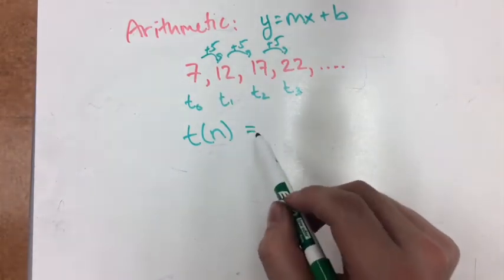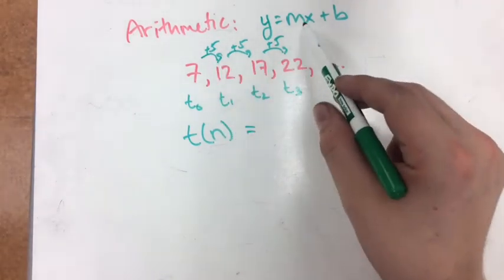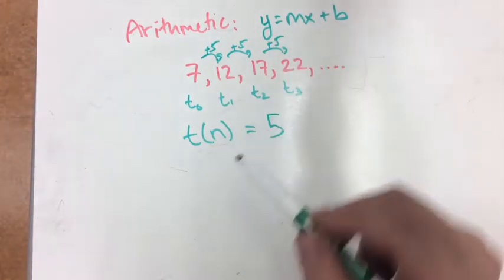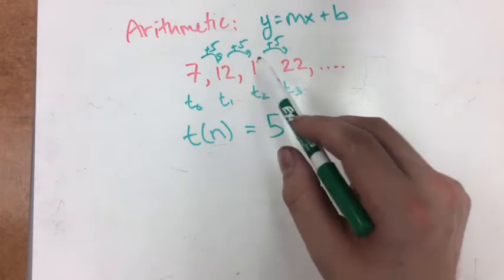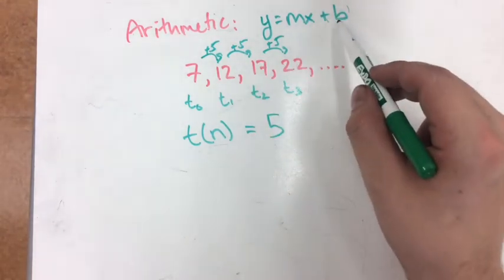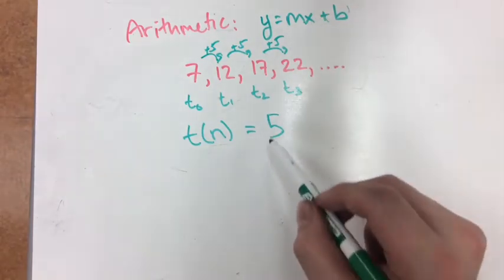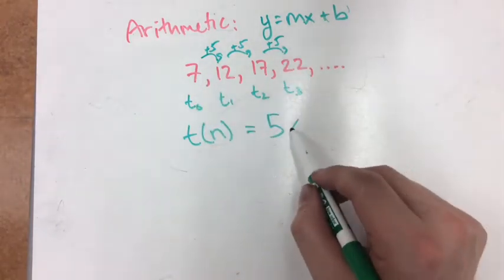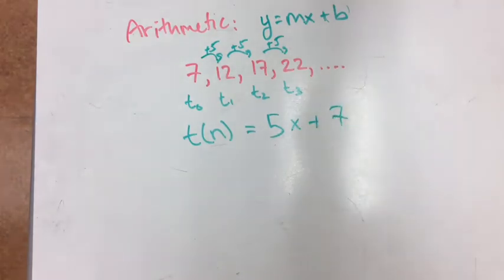The way we think of this is that our difference generator is like our slope. So 5 will be our m. Then our y-intercept is when x equals 0. So what is t of 0? T of 0 is 7. So our equation is t of n equals 5x plus 7.